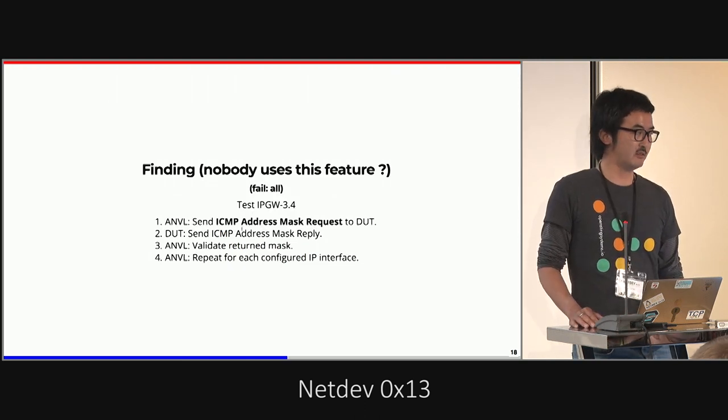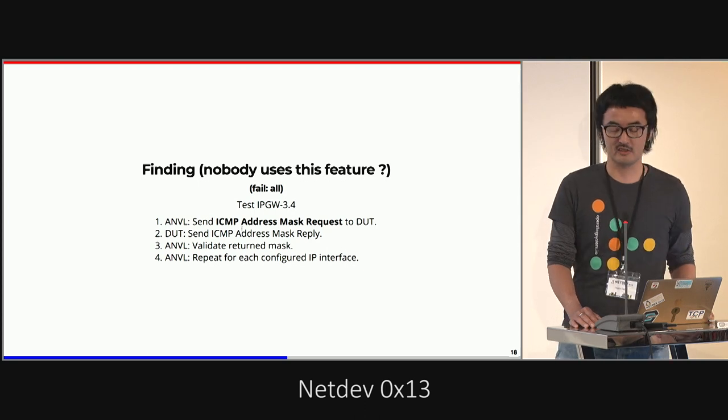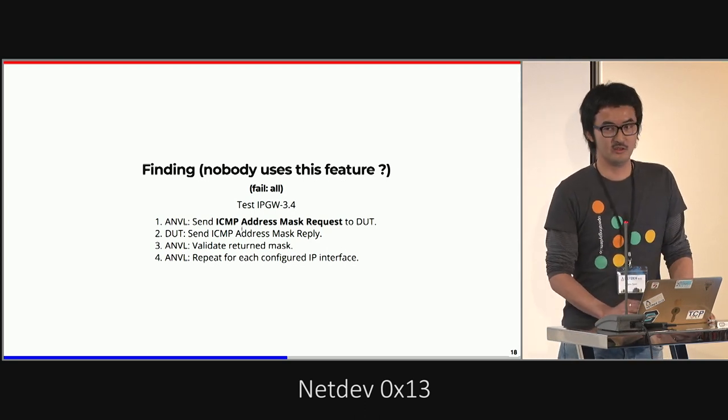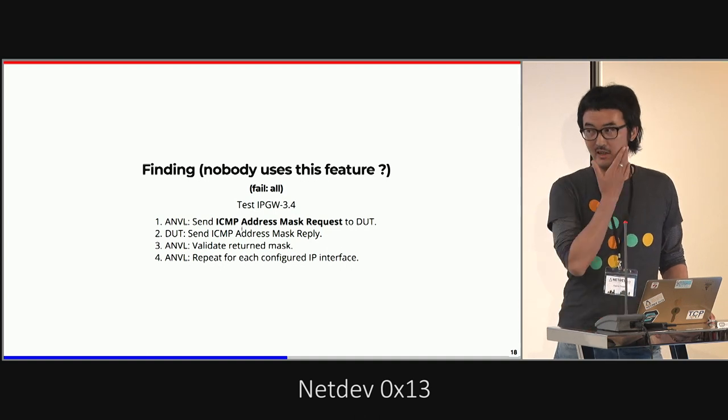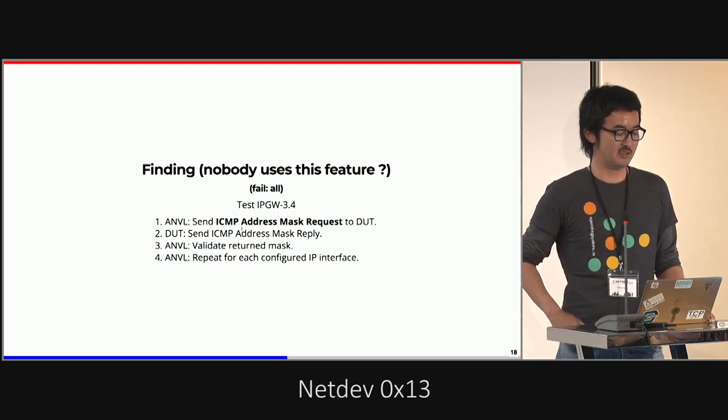Another failure that I found in most of the implementations is the behavior with the ICMP address mask request. No implementation responds to this packet, and I guess nobody is worried about this failure, because nobody uses this feature.